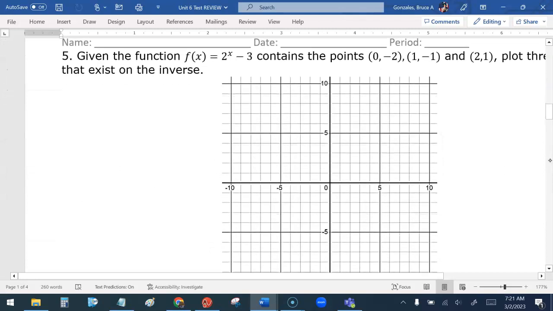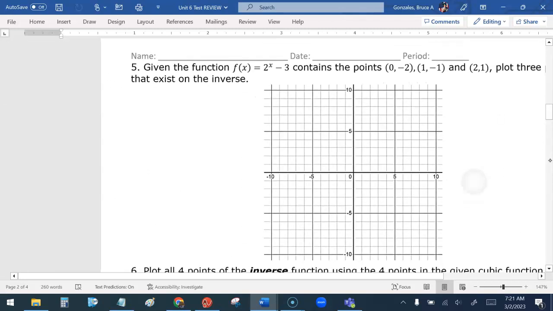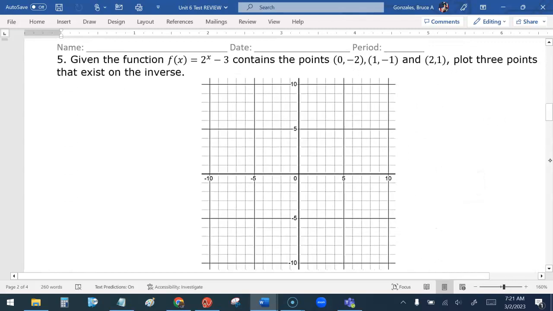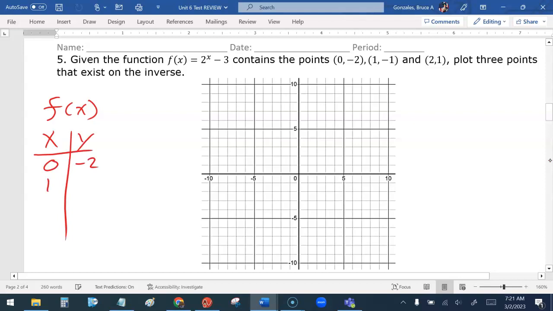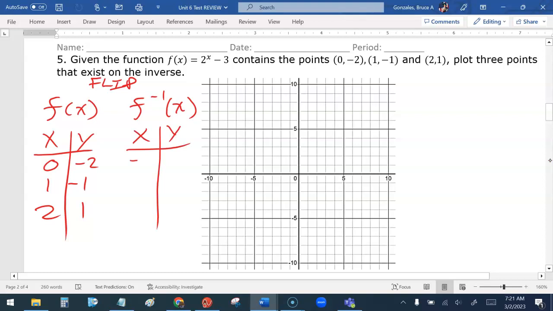All right, given the function contains these points, plot 3 that exist on the inverse. Okay, so f of x, if I were to put it in a table, those original points, 0, -2, 1, -1, 2, 1, the inverse function, you're going to flip the tables, right?